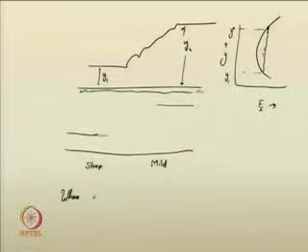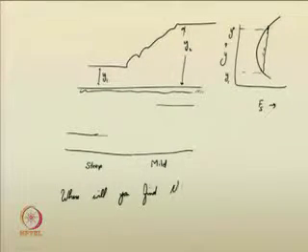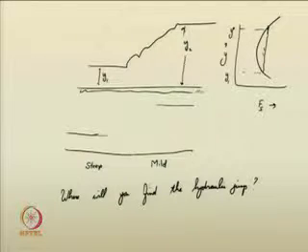Where will you find the hydraulic jump? How can you find the hydraulic jump? For this you need certain analysis. You can just go through the things again. I am just redrawing that. Let me say this particular portion is the junction point. On the left side you have a steep channel, on the right side you have a mild channel.